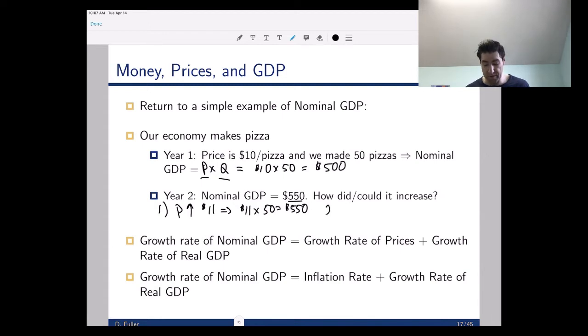Another option is the price stayed the same, but we produced 55 pizzas. In that case, our nominal GDP is the price of the good, $10, times now 55, we still get $550. So by nature, nominal GDP can go up if either the price increases or the quantity increases.